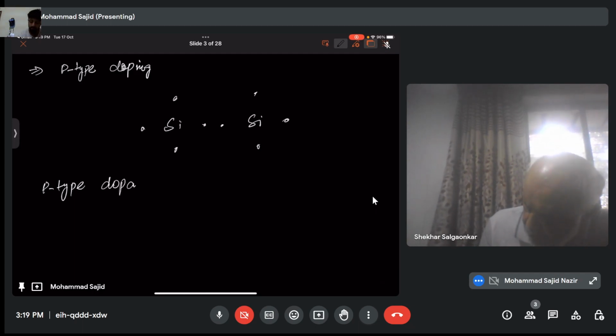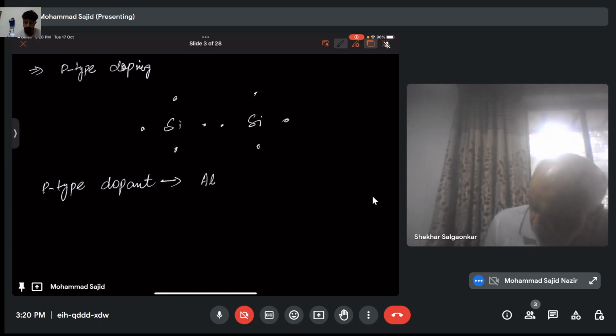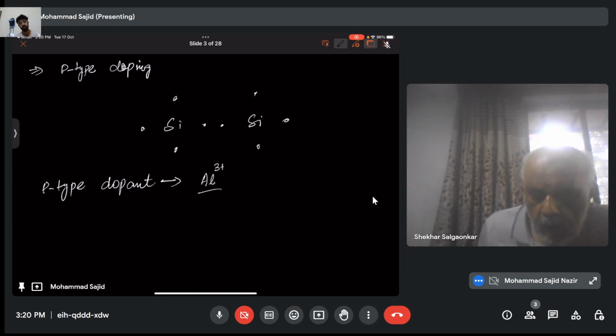Dopant means a material which is used to dope a semiconductor. So let's say we take aluminum. What is the valency for aluminum? 3 plus. So that means it has 3 electrons in its outermost shell.